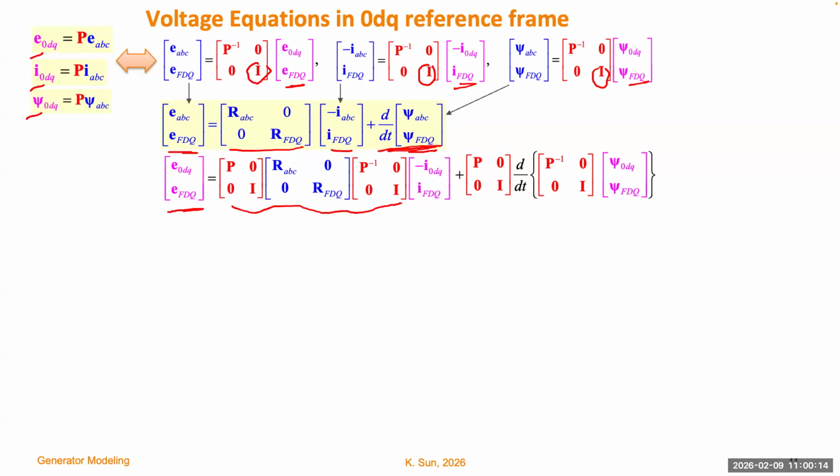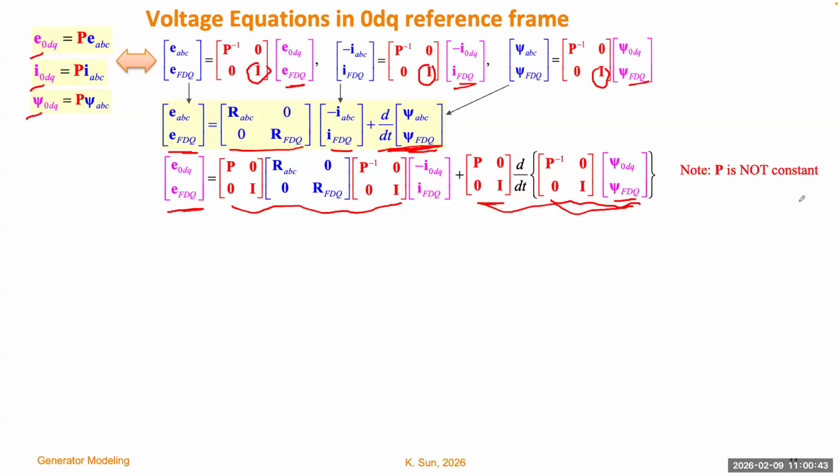And for the last item, to transform the flux linkage vector, especially its first order derivative, we first replace the flux linkage vector by the inverse transformation applied to the transformed vector. And outside we have another transformation. So we need to simplify this one.